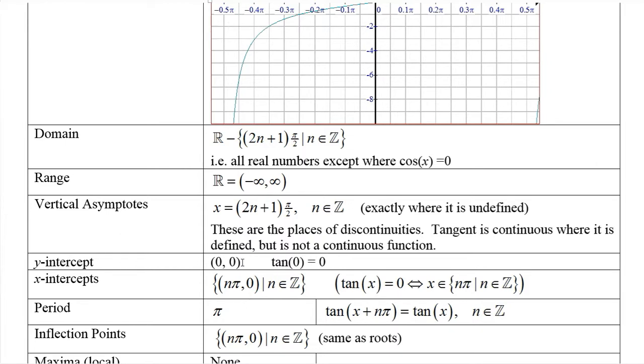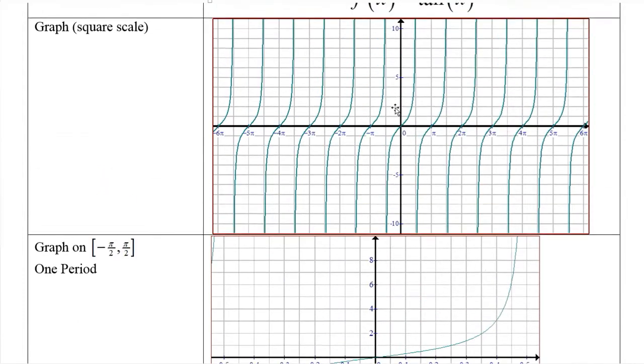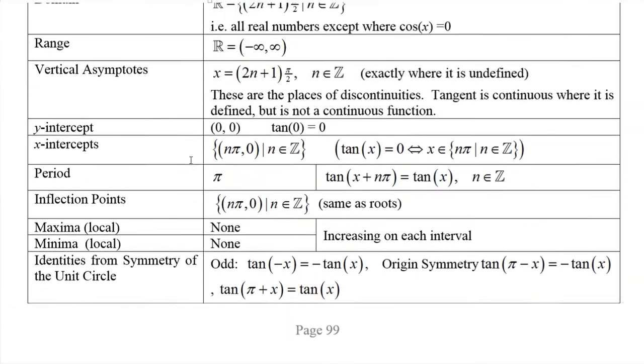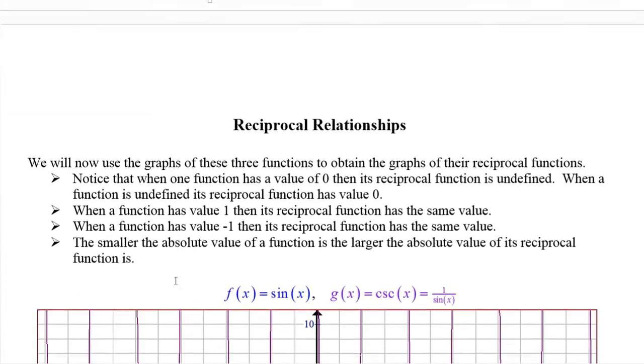The y-intercept, the one and only, is the origin. And x-intercepts happen at multiples of pi. So it happens up here at 0 and at pi and 2 pi and 3 pi and 4 pi, 5 pi, negative 1 pi, negative 2 pi, and so forth. Tangent is an odd function. Tangent of the opposite of x is the opposite of tangent x. And you see a few other facts there about tangent.